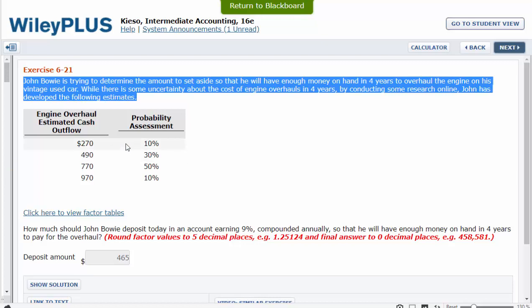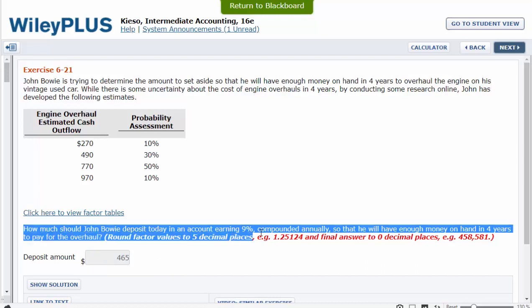So he's got this probability of what the overhaul cash flow would be, all right? And those should add up to 100%, which they do. Now, they provide us with factor tables, and then here's what we're asked to determine. How much should John Bowie deposit today in an account earning 9%? Now, I'm just reading right in here, okay? Compounded annually so that he will have enough money on hand in 4 years to pay for the overhaul. And they give us the factors to use. Now, the solution is 465. Let's see how we get that.